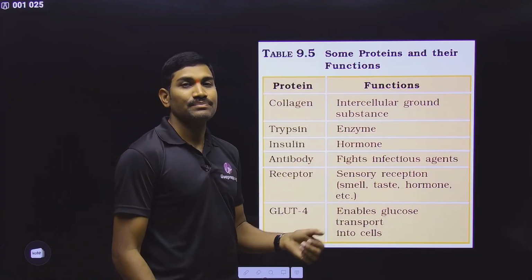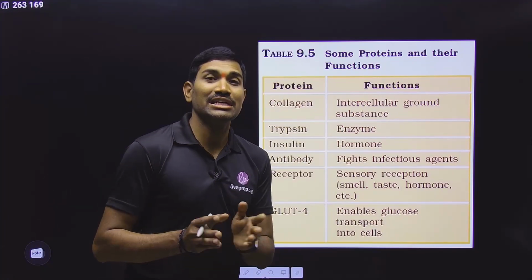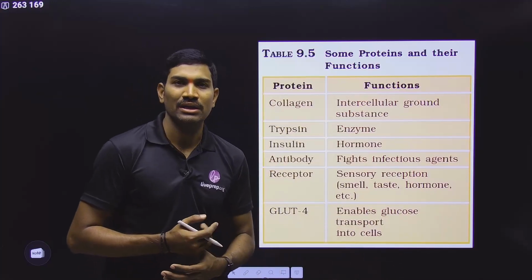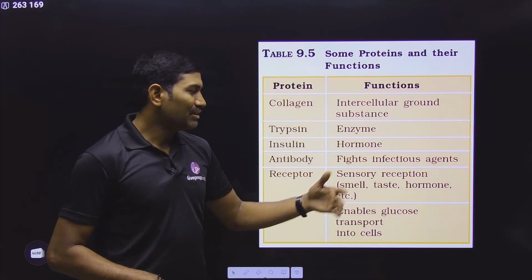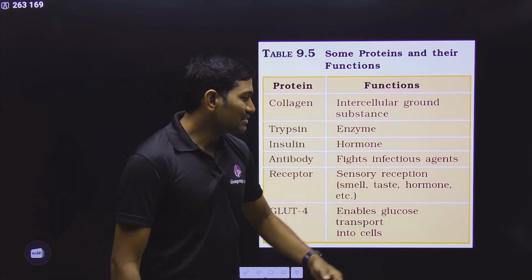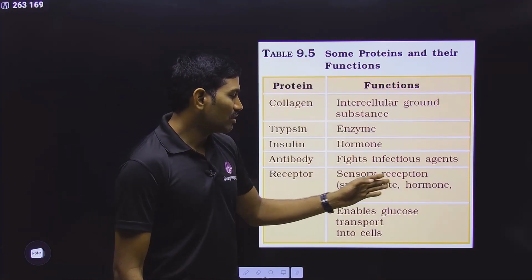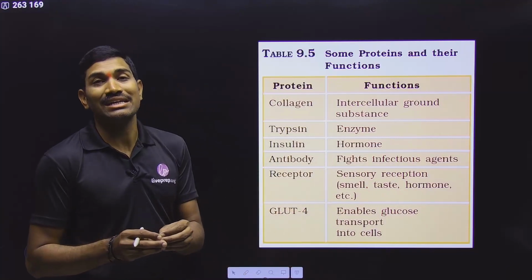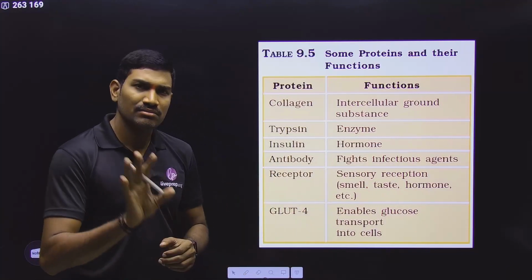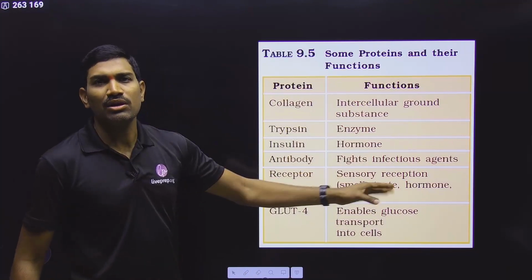Next one, receptors. Not all receptors, but the majority of the receptors are made up of protein. And these receptors are present on the surface of the cells, and they have different roles. Some have sensory reception like smell, taste, hormone. Not only this, some protein receptors are involved in cell-to-cell interaction, recognition. Many things are there. They are just some small examples.